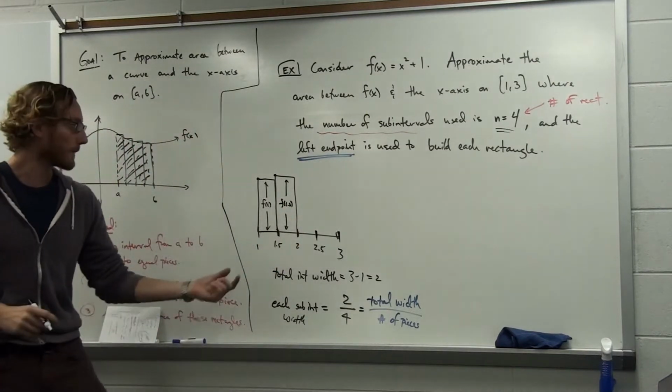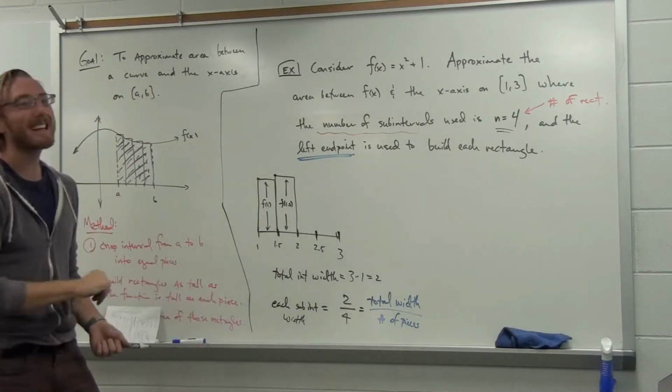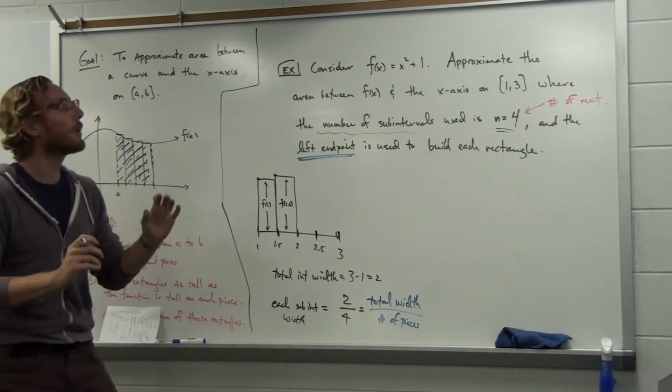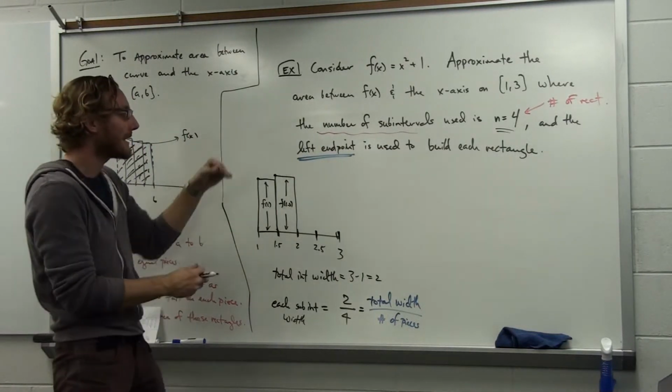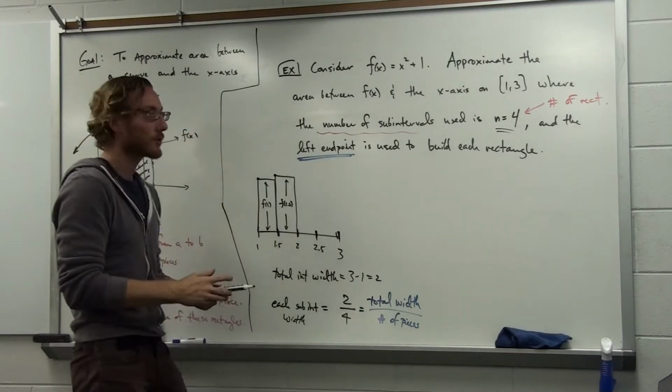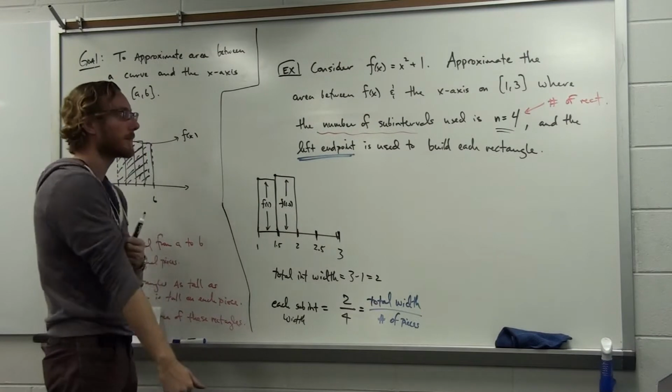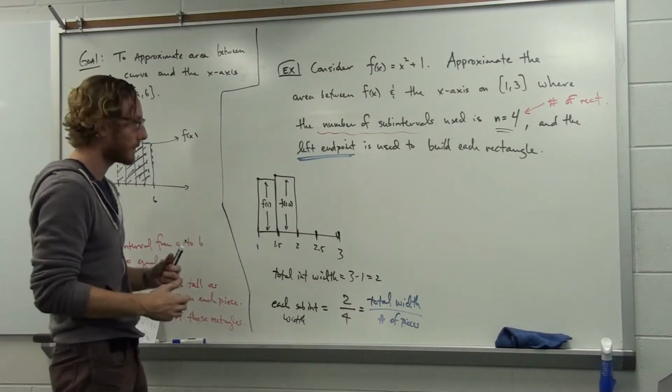Next subinterval, we're looking between 2 and 2.5. We can pick any of those points and plug it into our function and figure out how tall the function is there. But we don't want to build up our rectangle to any of those points. There's infinitely many to choose from. We want to choose the left endpoint because that is sort of the directive that was given to us. So okay, let's use the left endpoint to build the rectangle.